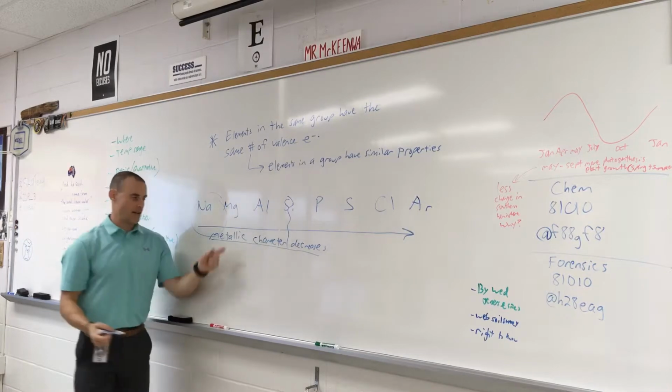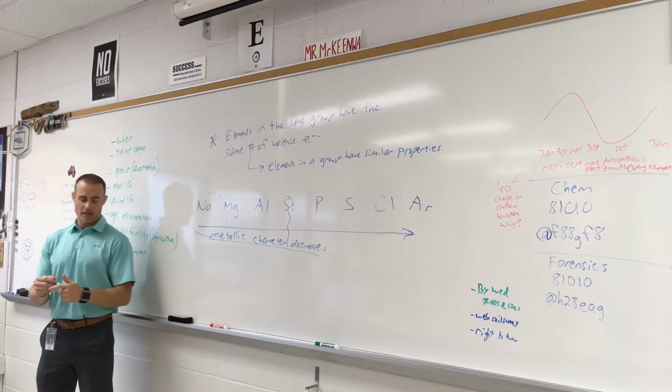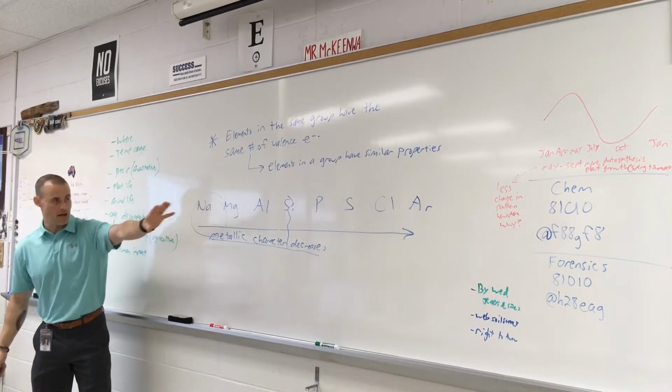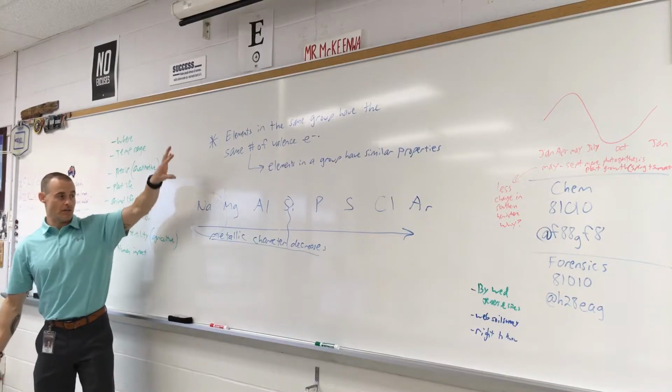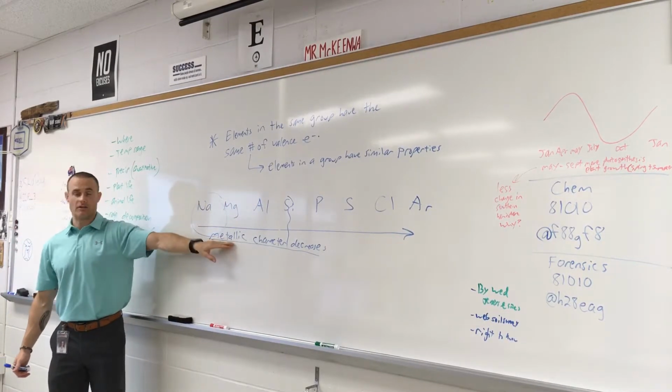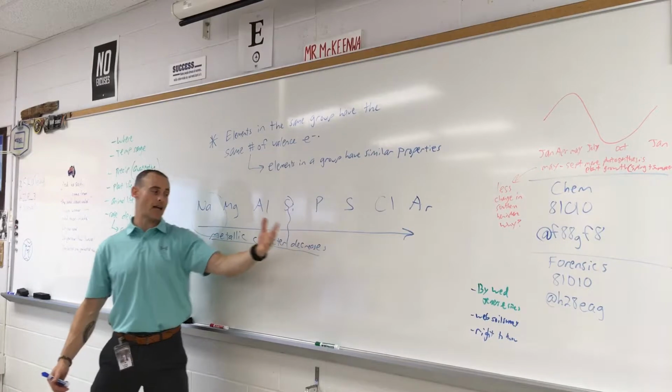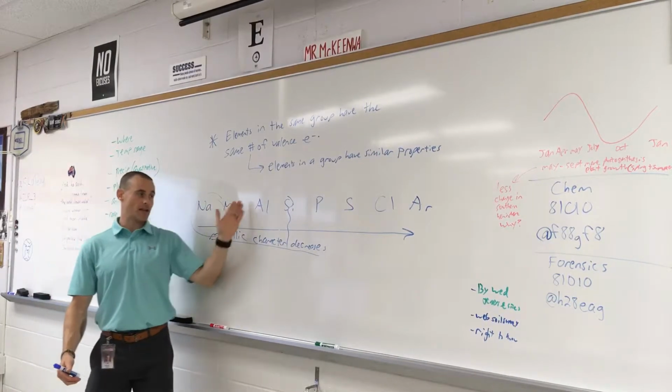I used to spend a lot of time defining it and writing notes. I think it's better to just visualize it, see the elements, and just understand if you're hanging out with metals, you're going to act like metals. If you're hanging out with non-metals, you're not going to act like metals. So the metallic character decreases.